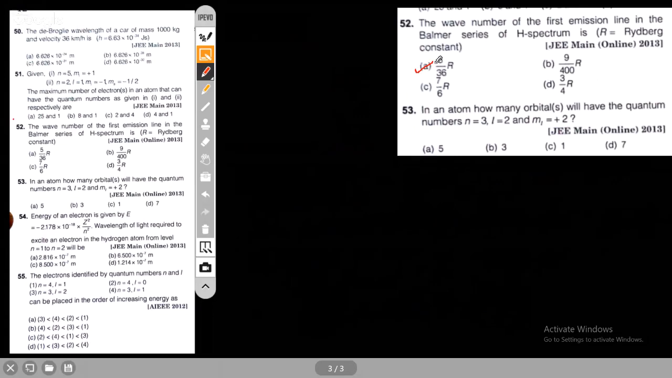In an atom, how many orbitals will have the quantum numbers 3, 2, m plus 2? Is it C, only one orbital? Yeah, C is correct. You see, these are the questions of JEE Main. 54 and 55.